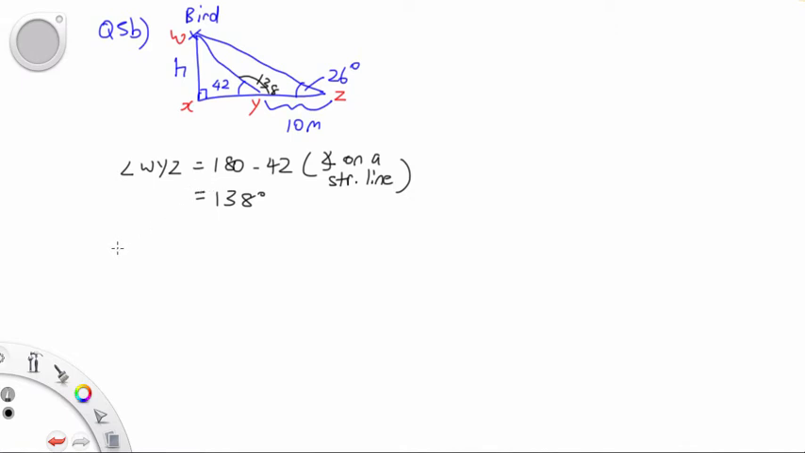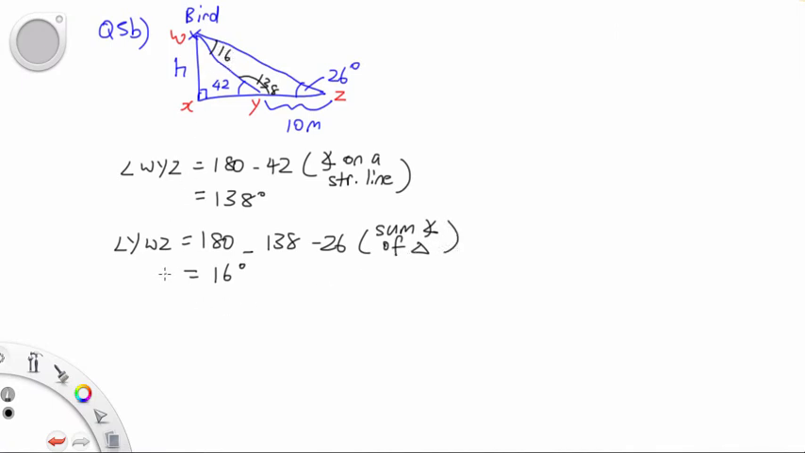Next, once you have found this, we can go on to find the angle YWZ, which is the angle at the top. 180 minus 138 minus 26. I'm using the angle sum of a triangle. 16 at the top. Now once you have this, I can use the sine rule.